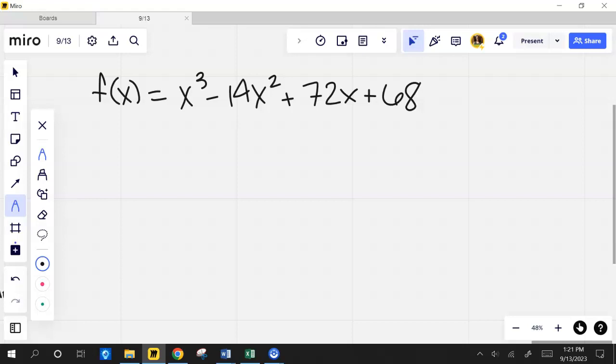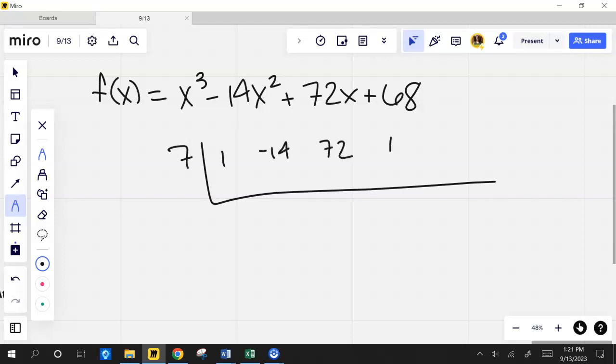So you're just plugging in 7. So if I use the remainder theorem instead of just plugging in 7, what can I do? We're not there yet, but we will be there.